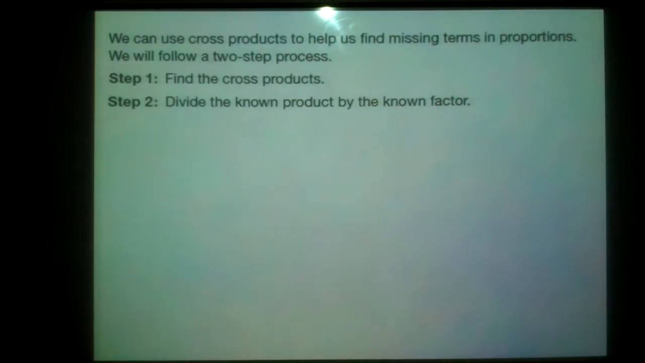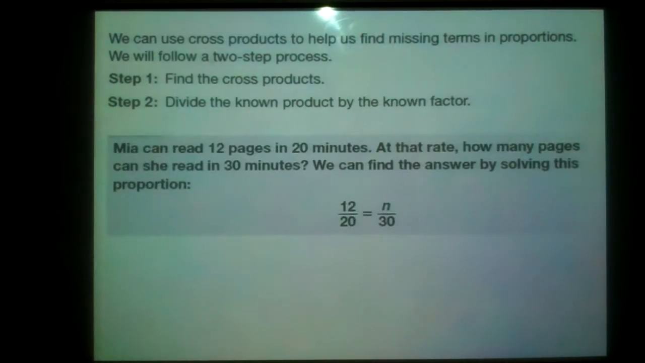Alright. It says we can use these cross products to help us find missing terms in proportions. And we'll follow a two-step process. We're going to find the cross products for step 1. And then for step 2, we'll divide the known product by the known factor. Well, let's see what they're talking about here.